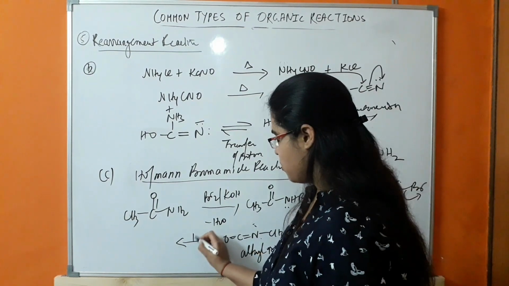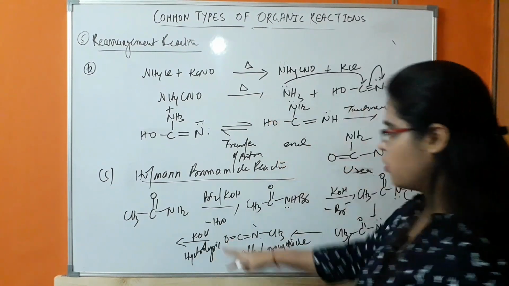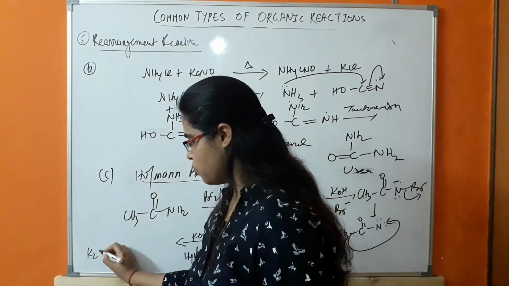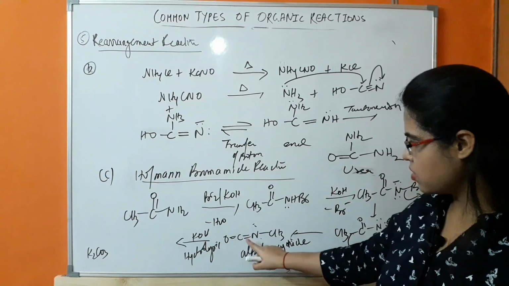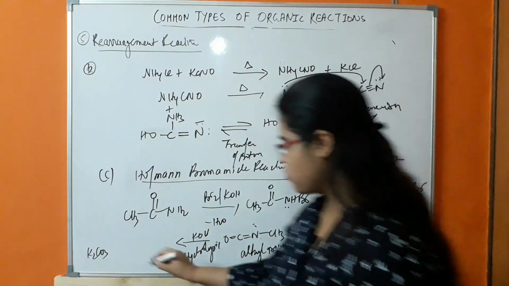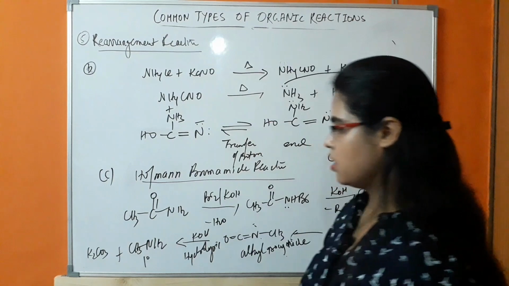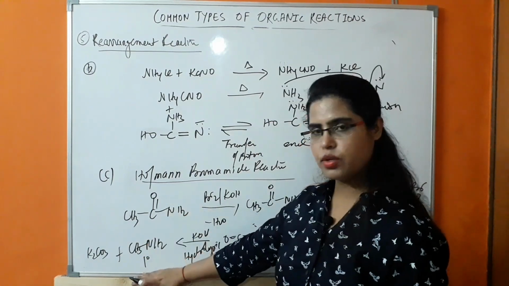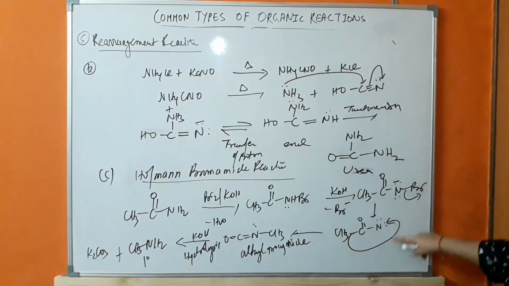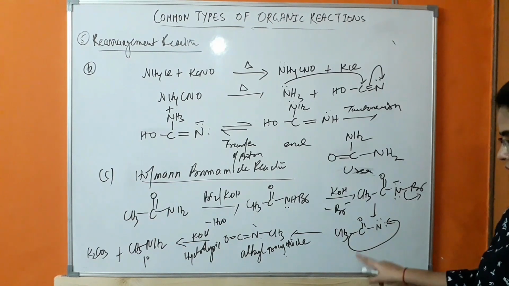Okay, now in the presence of KOH, hydrolysis will take place, which will lead to the formation of byproduct K2CO3. Okay, it means this C double bond O will be removed and combined with this, and there will be formation of CH3NH2, that is 1 degree amine. Okay, so amide is converted into amines. Okay, in this there is a rearrangement taking place. This methyl is attaching to this nitrogen, so there is a rearrangement of atoms or group of atoms taking place.